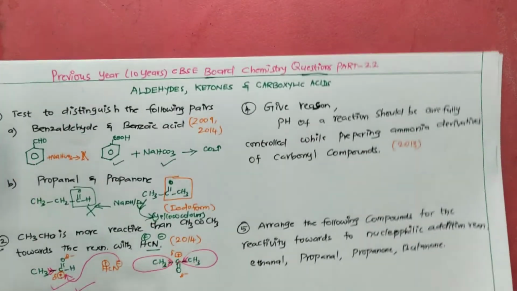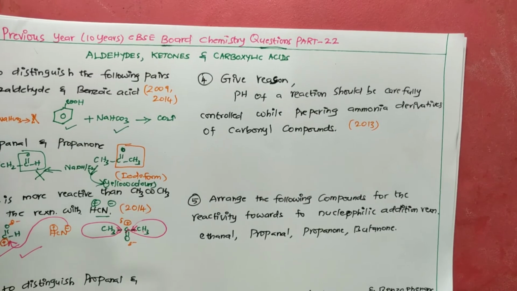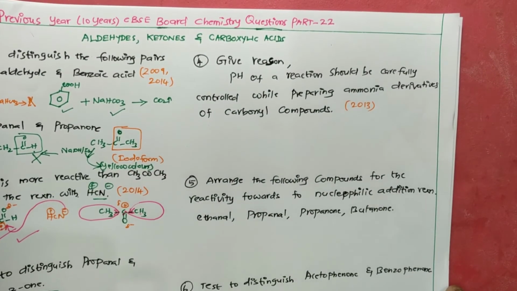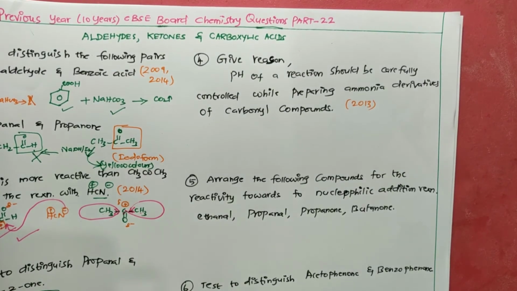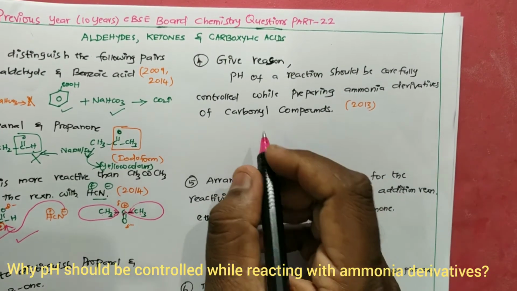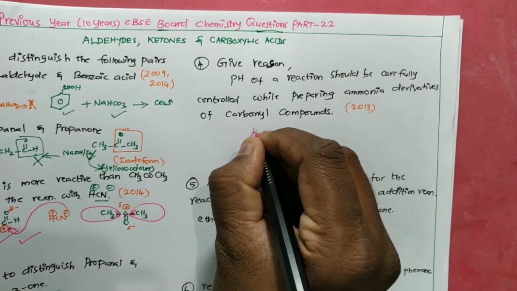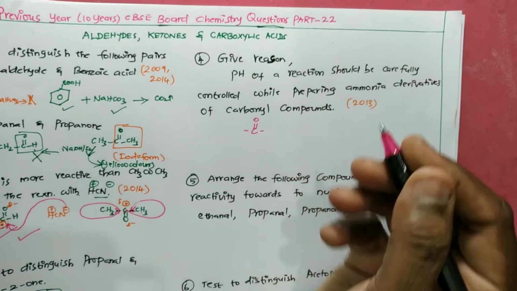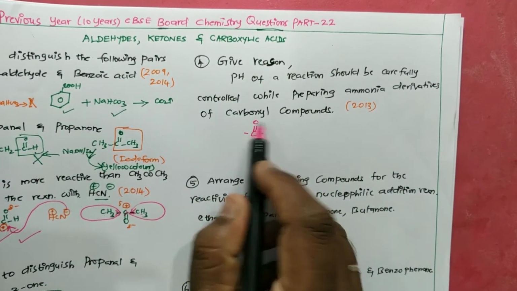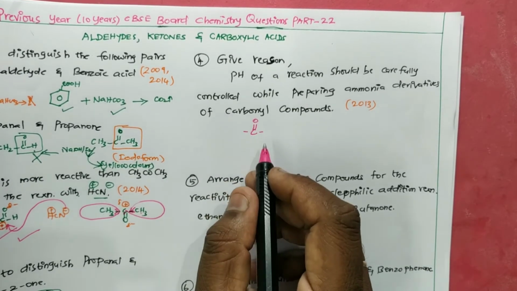Okay. And the next question is: give the reason why the pH of a reaction should be carefully controlled while preparing ammonia derivatives of carbonyl compounds. This question was asked in the year 2013. It plays a very important role here. So here is the carbonyl compound, C double bond O. The pH of the reactants should be maintained carefully. Why do we have to control it?